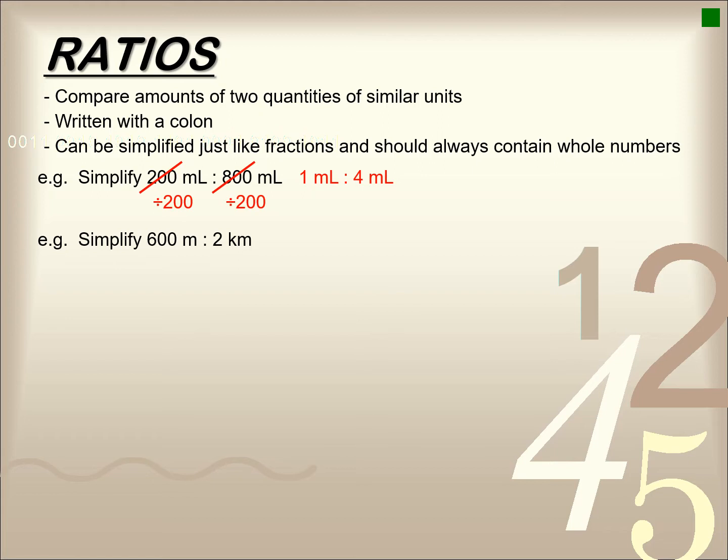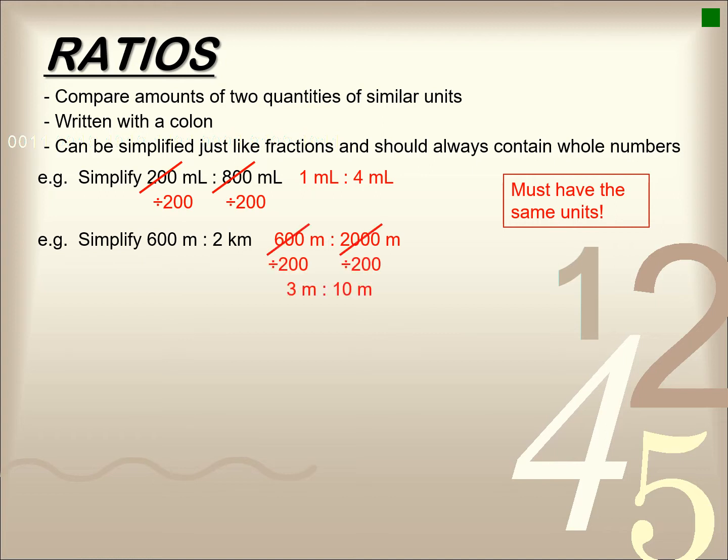Second one, I've got to get it in the same unit first. So 2 kilometers is going to become meters. So I've converted it first. Now I'm going to look for what they can both be divided by. They're both divisible by 100. They're also both divisible by 200. Knock them down, and then we've got the ratio 3 to 10. Pretty easy. Generally, in a word problem, you won't have to do this. It's just if you're generally playing with ratios.